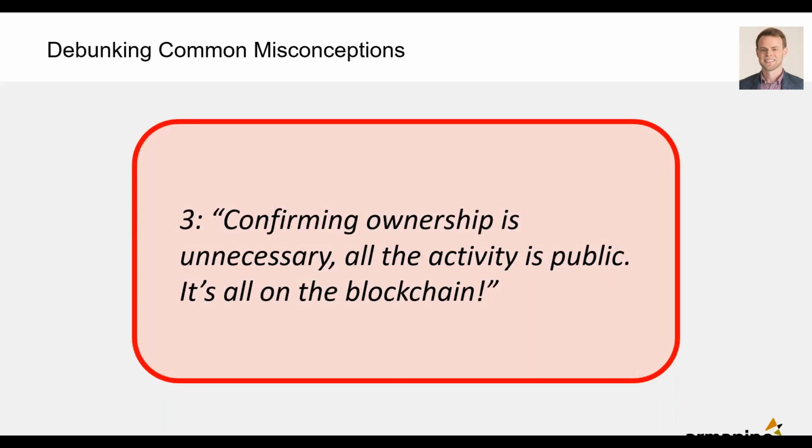Moving on to number 3, confirming ownership is unnecessary. All the activity is public. It's all on the blockchain. Well, yes, the activity is public, but how do we know as auditors that it's really you who is executing these transactions and not some other company, some other person living down the street from you whose name might be Satoshi Nakamoto is the one who's executing these different transactions? We just don't know that.